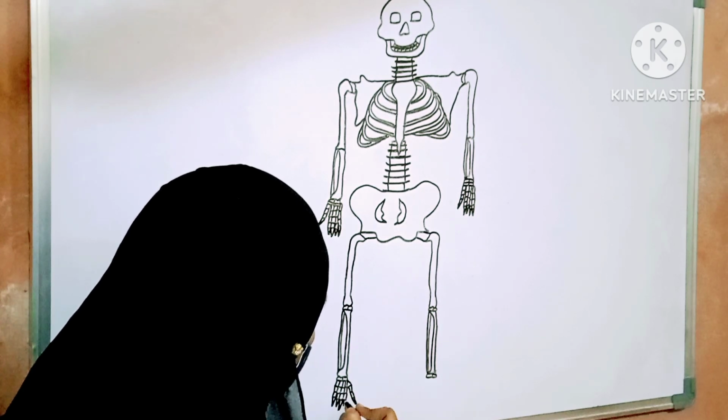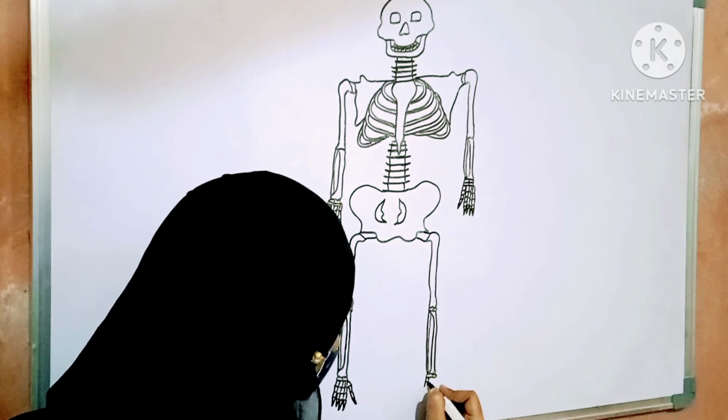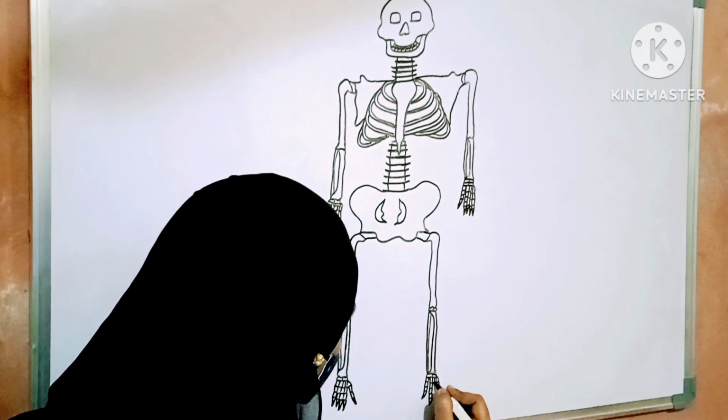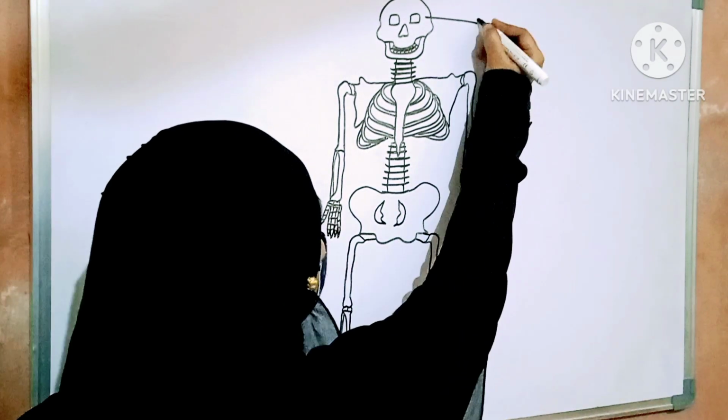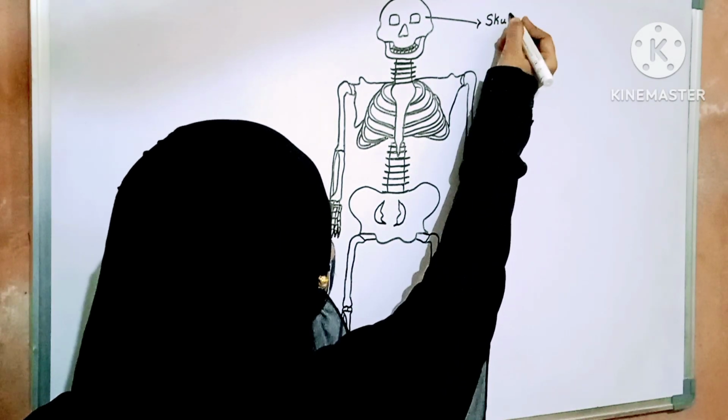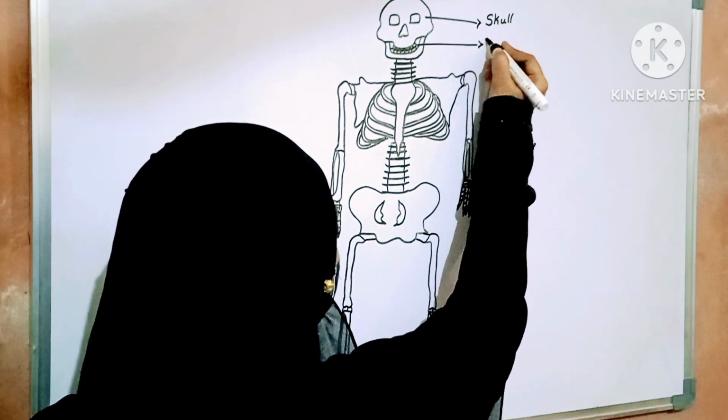Thank you. Here is one more important thing, that is joints. In the skeletal system there are many joints. Joints are places where two or more bones connect, and these joints are of two types, movable joints and immovable joints.